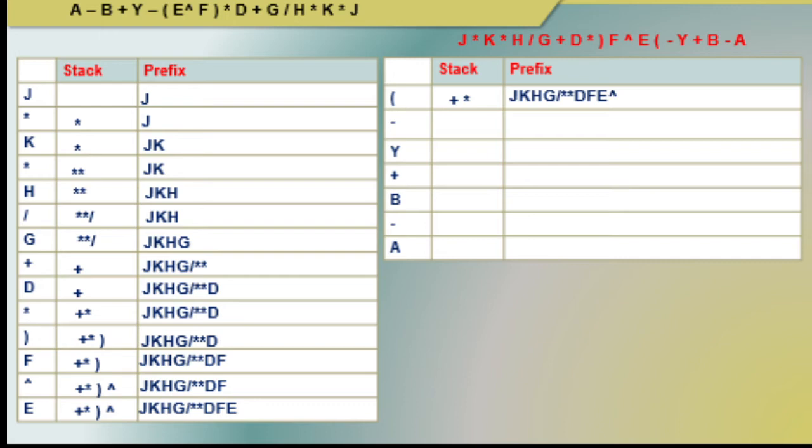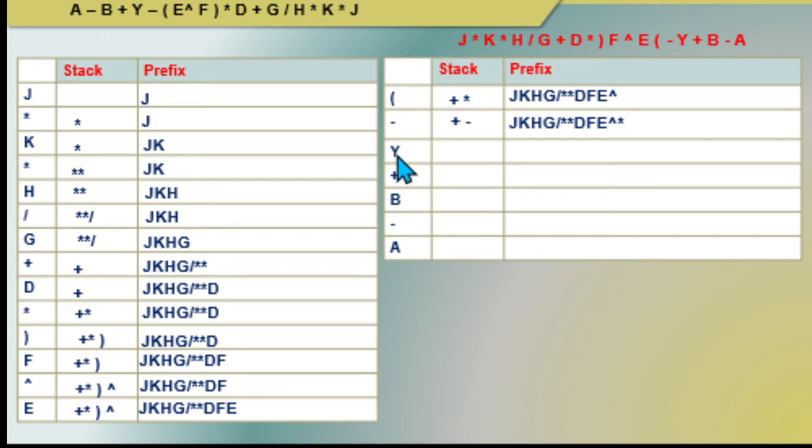And then we compare the incoming operator with the new top of the stack, which is now addition. And since the incoming operator has the same priority as the top of the stack, according to the rule, we must push the incoming operator on the stack. So our stack now contains our addition and subtraction operators. And our output is now J, K, H, G, division operator, our two multiplication operators, D, F, E, exponent symbol, and multiplication operator. Okay, and then next we have Y operand.